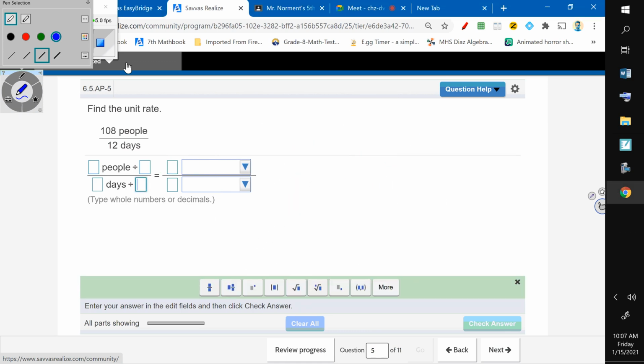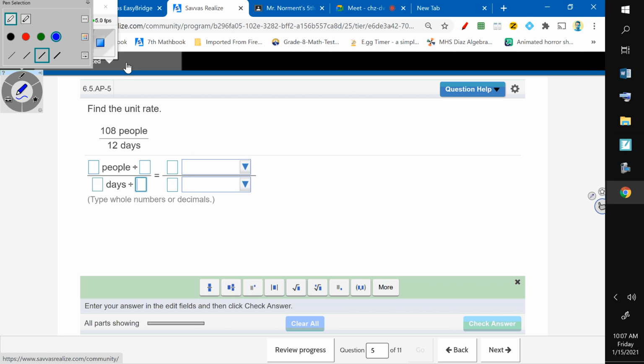For number 5, Dylan, if you still need help with number 5, I'm sorry, student in the back. I don't want them to hear your name on the video. Student in the back, whose name I haven't said yet. If you still need help with number 5, find the unit rate. So it's quite simple. D, see, I didn't say it.